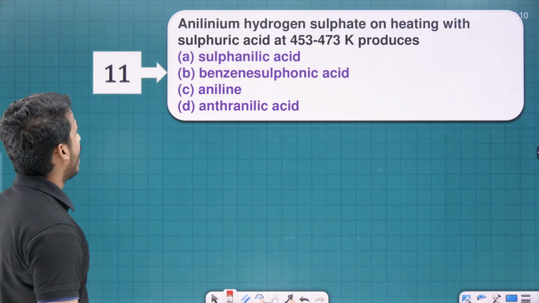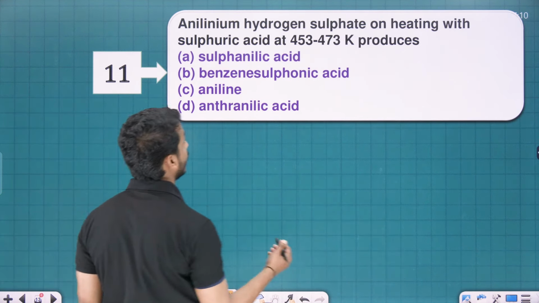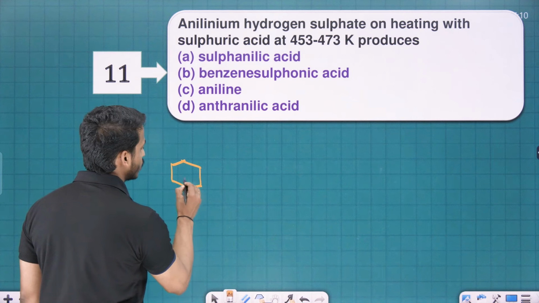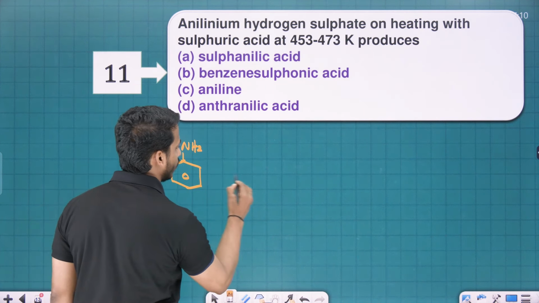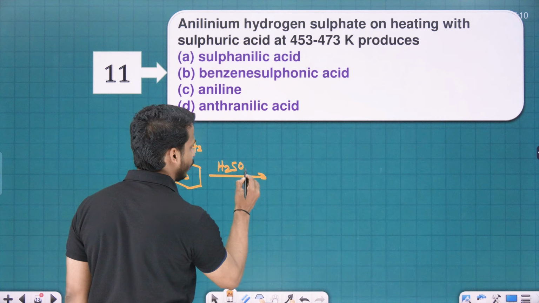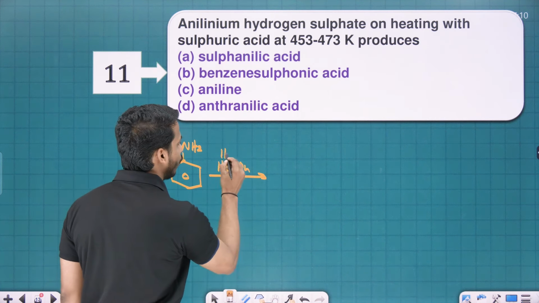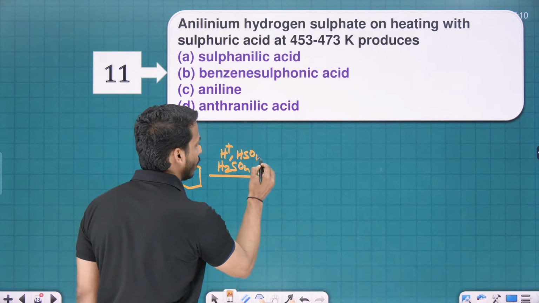Question number 11. Anilinium hydrogen sulfate. What is this? You studied it like this: when aniline reacts with fuming H2SO4 for sulfonation, H2SO4 contains H plus and HSO4 minus.